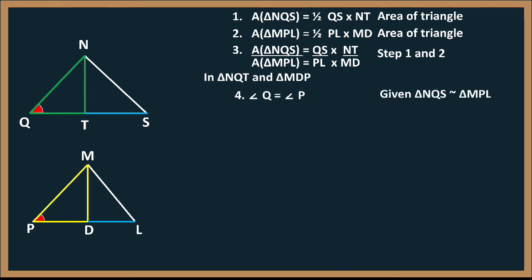Okay, why? Because in the question we are given that triangle NQS, the entire big triangle NQS, and MPL are both similar. And if you remember, the criteria for similar triangles is that if triangles are similar, then the corresponding angles are equal. That is how we come to the conclusion that angle Q is equal to angle P.